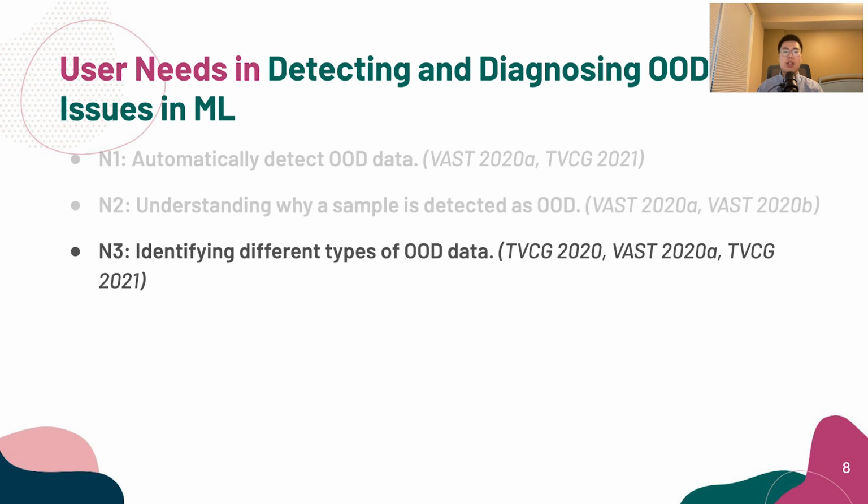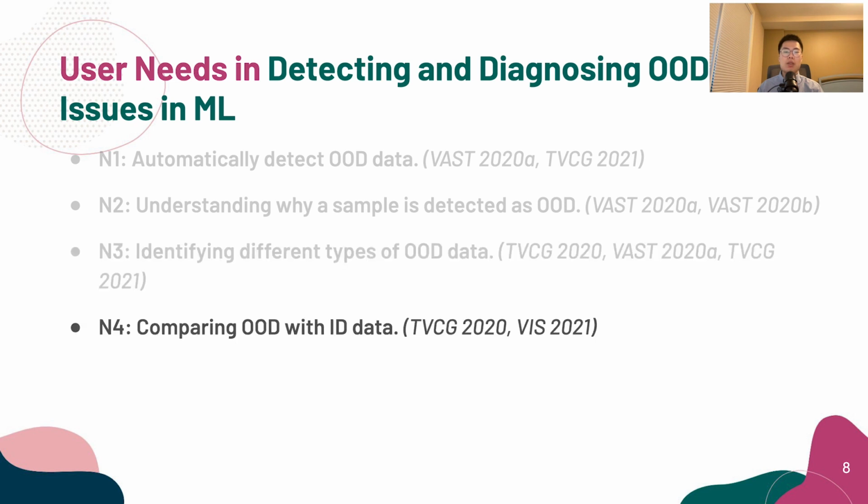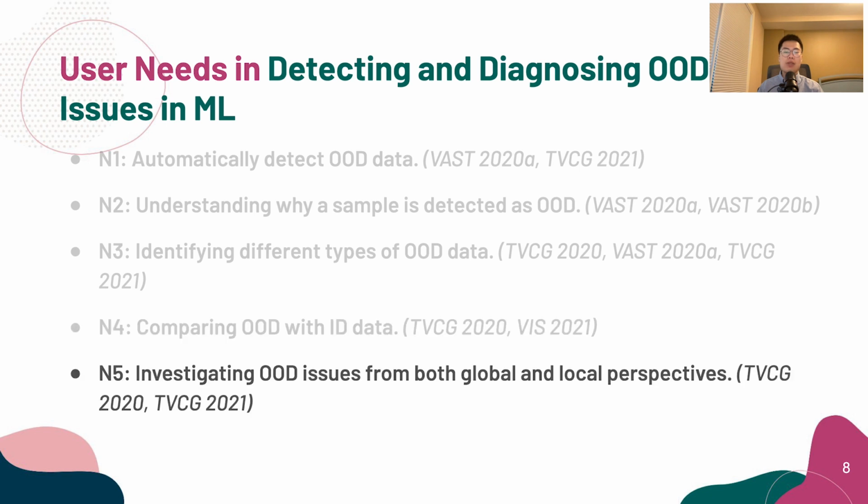Third, there could be many different topics hiding in the detected OOD samples. Therefore, users should be able to identify different types of OOD data. Fourth, users wish they could compare OOD data with in-distribution data to contextualize the distribution difference. Finally, users should be able to investigate OOD issues from both global and local perspectives.